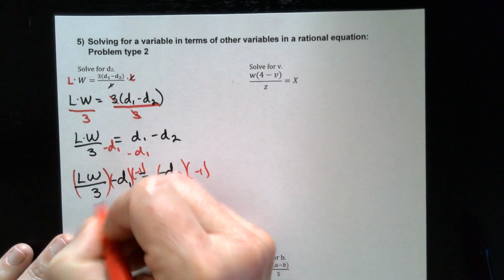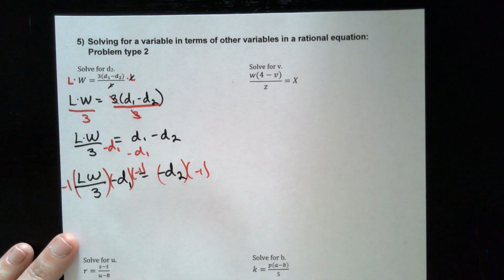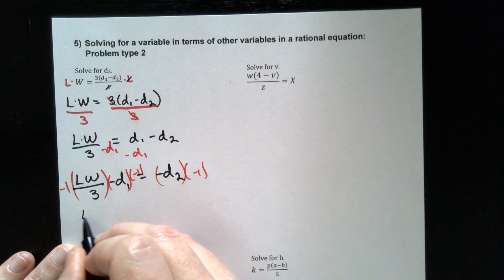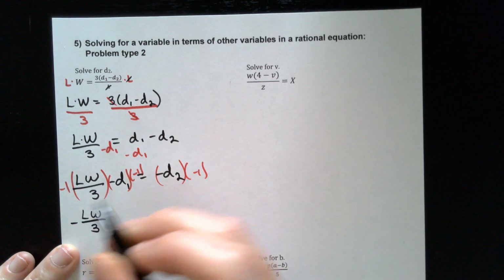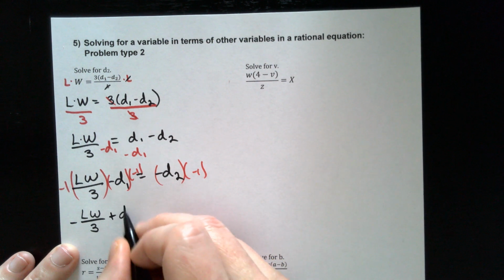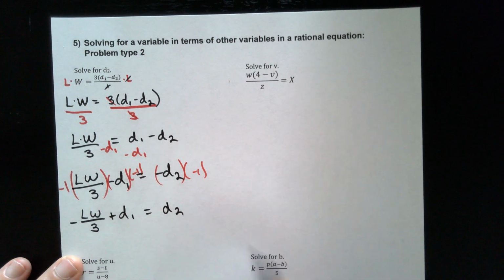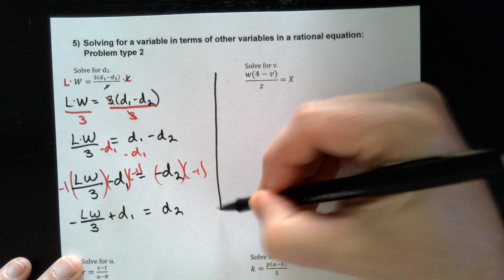Negative 1, and this one times negative 1. Each one of those will get multiplied by negative 1. So it'll change this one to negative LW over 3. This one will be positive d1, and then equals positive d2. So now we've got d2 by itself, and that is solved.